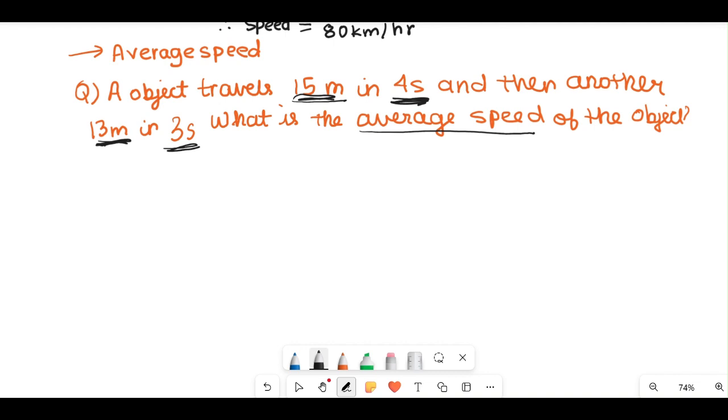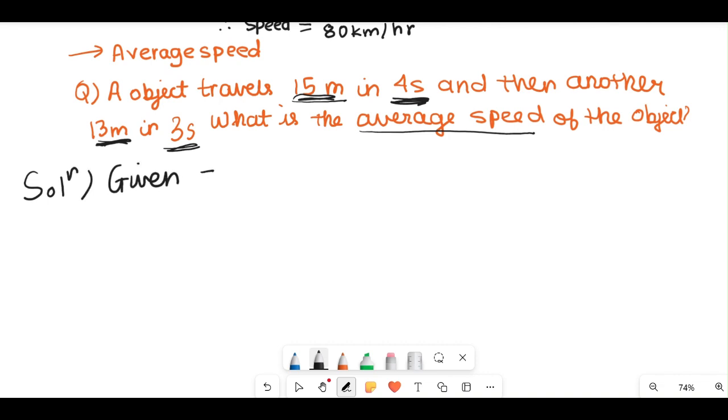What we need to do to find the total distance is add distance 1 and distance 2 to obtain the total distance. And to obtain the total time, we need to add time 1, which is 4 seconds, and time 2, which is 3 seconds. I hope you have got an idea. Now let's get started. We'll write down whatever is given to us in this question.